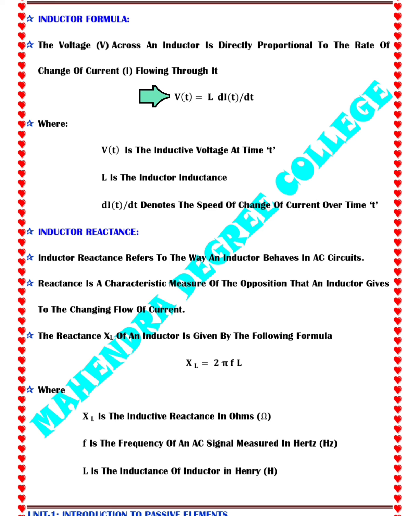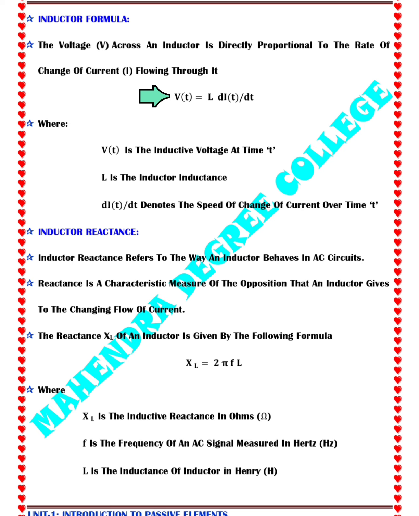Mathematically, it is represented by V of t equals L times di of t by dt, where V of t represents voltage at time t measured in volts. This is the voltage across the inductor, which can change over time.